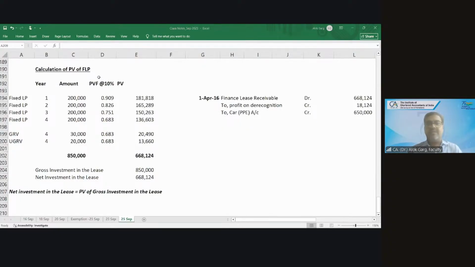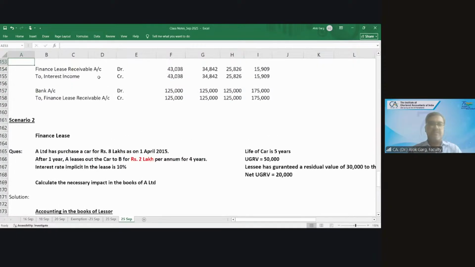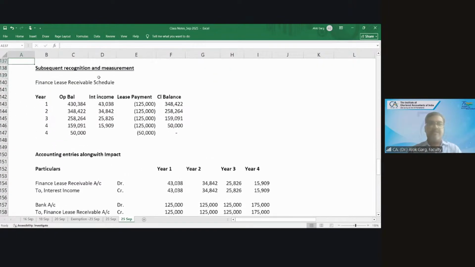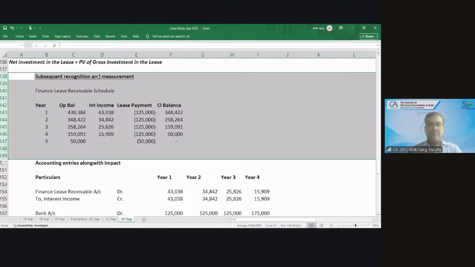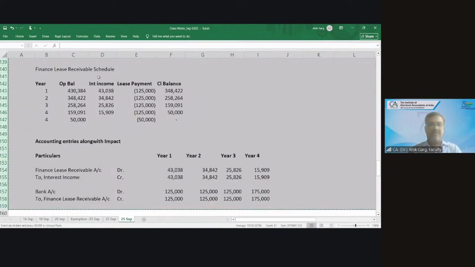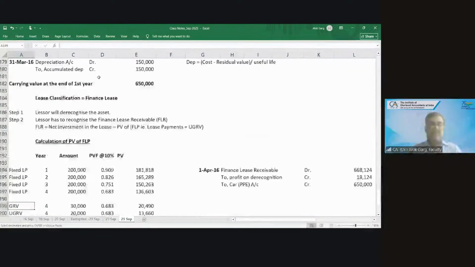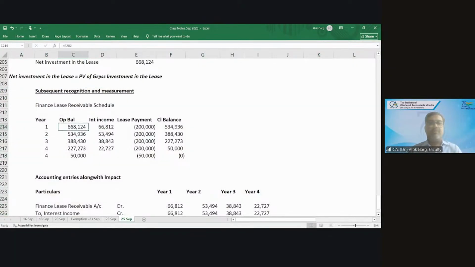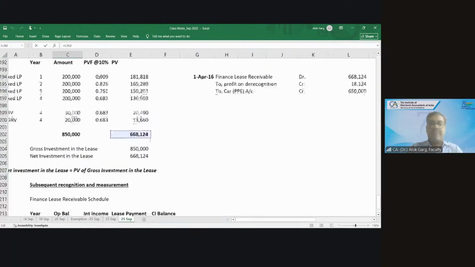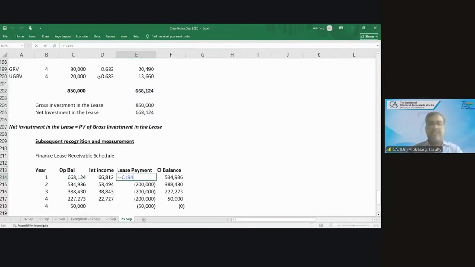And what is my subsequent recognition and measurement? Same. What is my entry? Same. So let me copy my subsequent recognition and measurement also. Should I do that? Subsequent recognition and measurement करूं या छोड़ दूं? चलो कर देता हूं. What is my opening balance? 668,124. What is my lease payment?